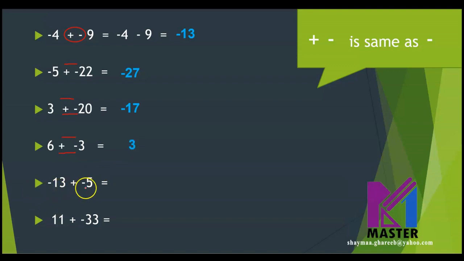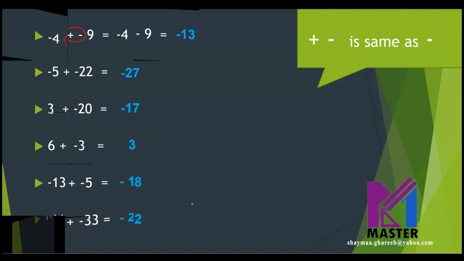Negative 13 plus negative 5, so I'm going to change it into negative 13 minus 5, which is negative 18. The last example, 11 plus negative 33, I'm going to change it into 11 minus 33. So 11 minus 33 gives negative 22. Is this clear? Now let's have more questions.